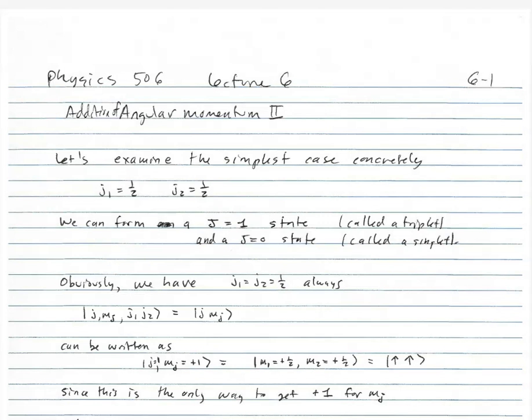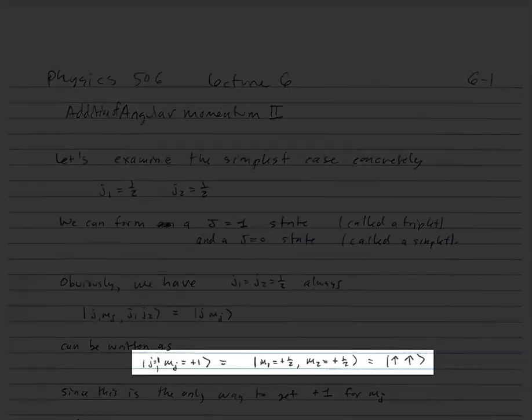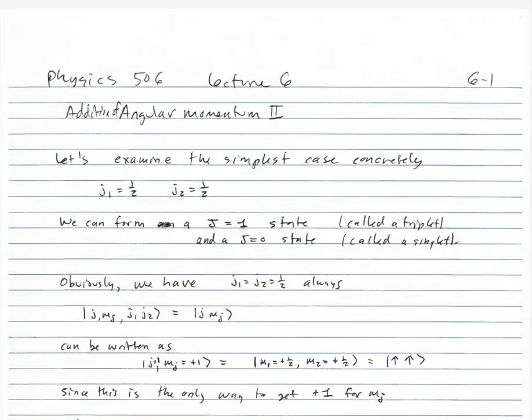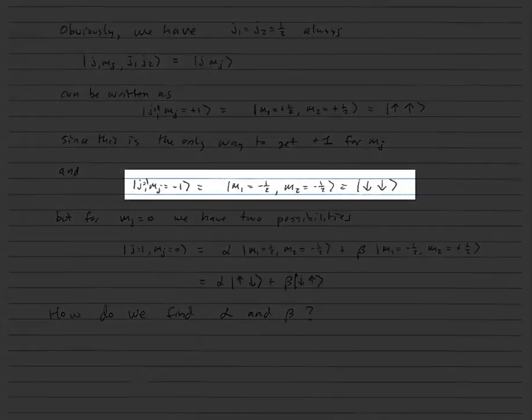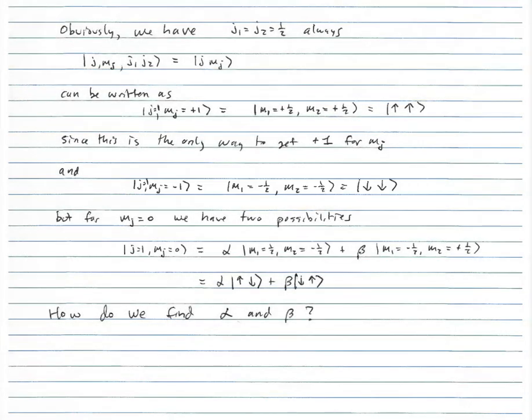Now, we also know that there's only one state that has MJ equals plus 1, and that state must also have J equals 1 because MJ can never be larger than J. So that state is the state where M1 is a half and M2 is a half, or as we like to write it in a shorthand notation, the state up, up, where the up arrow indicates that M is plus a half. Now, we can similarly find the state that has MJ equals minus 1. That state is M1 equals minus a half, M2 equals minus a half, or the state down, down. And again, both those states have J equals 1, and we've already gotten 2 out of the 3 triplet states.